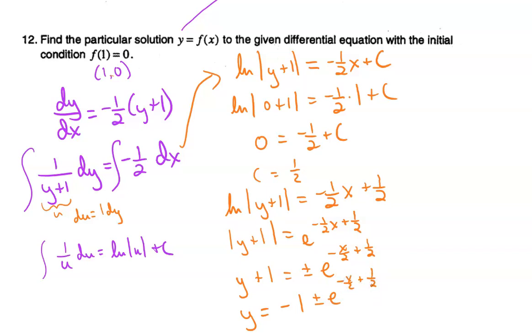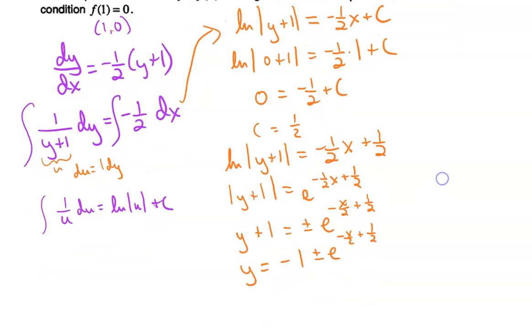But here's the thing, that can't be my particular solution because it's actually two different solutions. So I need to go back and check to see, do I need the plus or the minus here to satisfy the initial condition? If I were to plug a 1 in right here, I would have e to the 0, -1/2 plus 1/2. So I would need 0 equals -1 plus or minus, and so this would be a 1 right here. I need this to be the positive 1, not the negative 1, so I'm going to keep that plus, meaning my actual particular solution is y equals -1 plus e to the (-x over 2 plus 1/2).